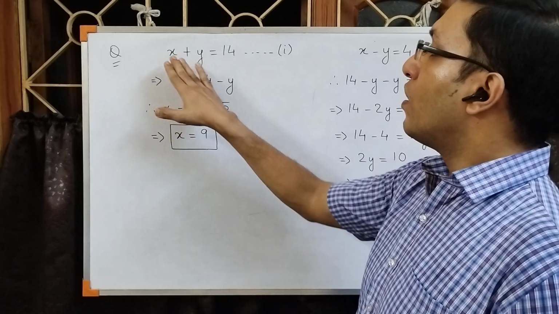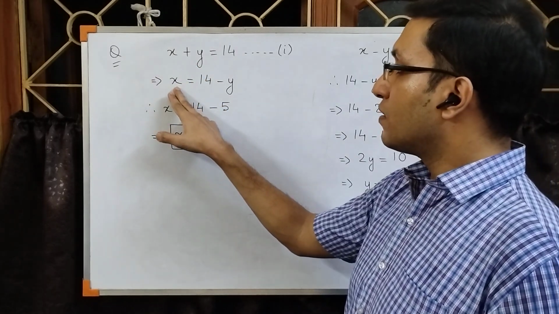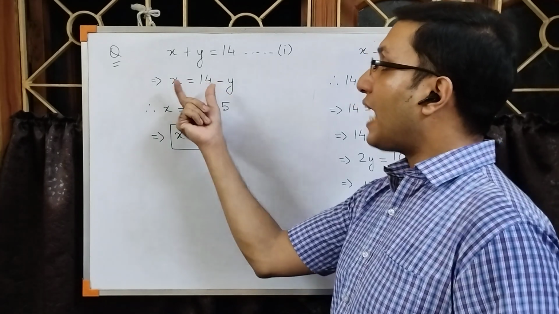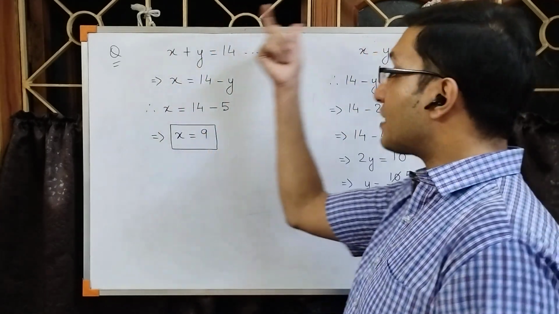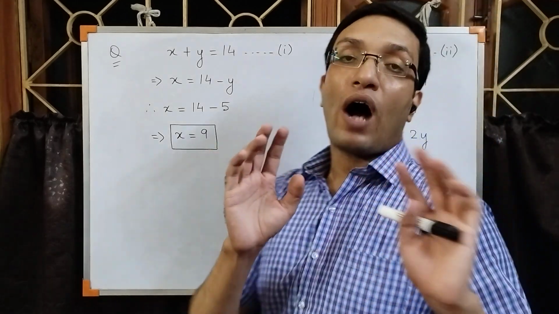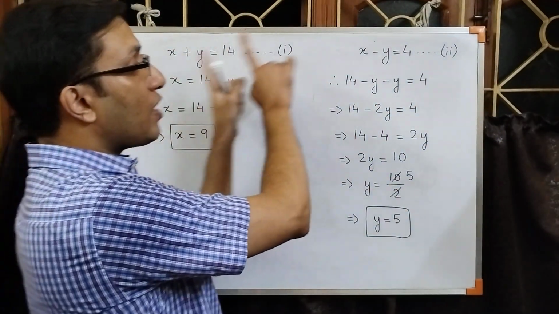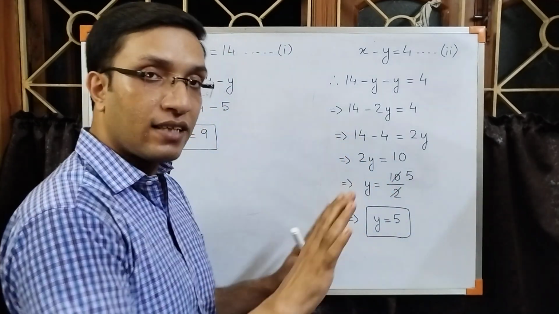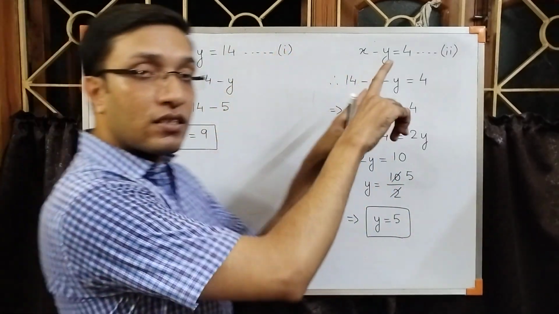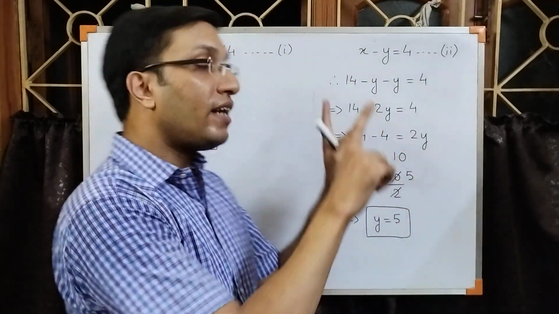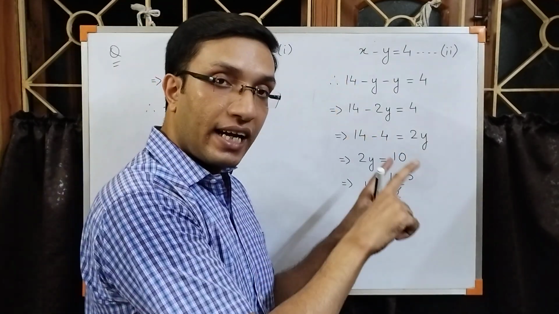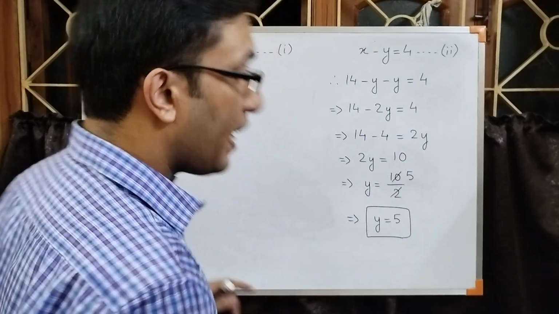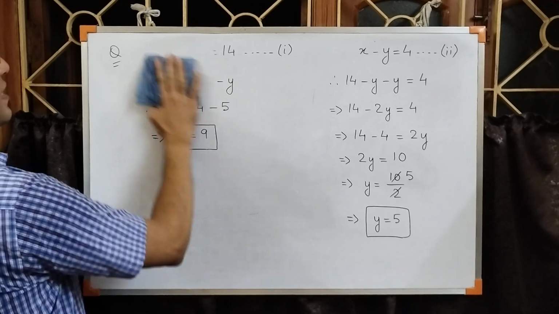What we have done? First we have found out the value of x in terms of y in equation number 1, and then we have replaced this value of x in equation number 2. Now I have replaced the value of x. It is not always necessary that you also have to replace x. You are free to replace y as well, provided you do the calculations correctly and arrive at the correct answer. Now let us take the next example.